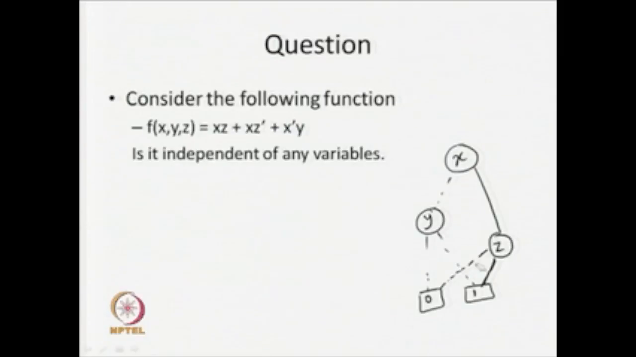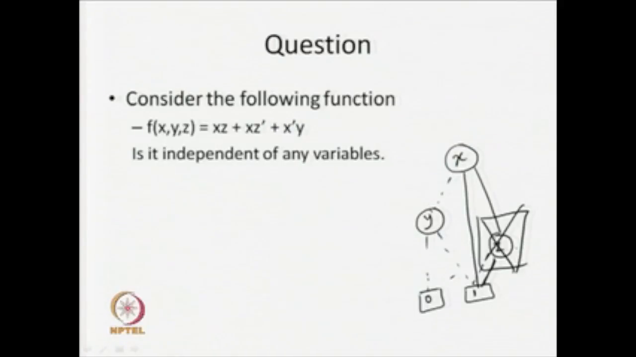Sorry, this is not right. In both the cases it will be 1 only, because x equal to 1, z equal to 1 is going to give me 1, and x equal to 1, z equal to 0 is also going to give me 1. So, in this case I am having a redundant test, so I can remove this one. Eventually this comes to this point. So, this is the resultant BDD, and in it z is not appearing. So, we can say that this function is independent of z.